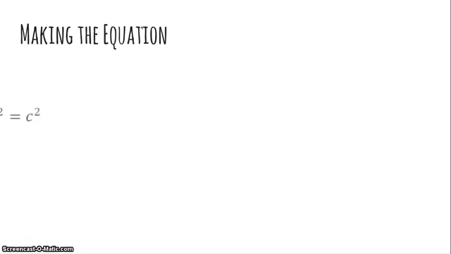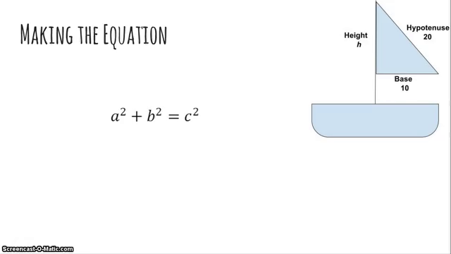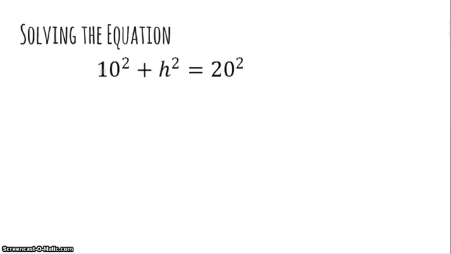If we start with that drawing and the Pythagorean theorem, we can plug in what we know, and that starts off with a squared, which is 10 squared, plus b squared, or in this case h squared, equals c squared, 20 squared. Now, assuming your algebra skills are strong, it's all a simple matter of isolating the variable from here on out. So in other words, we need to get h by itself.